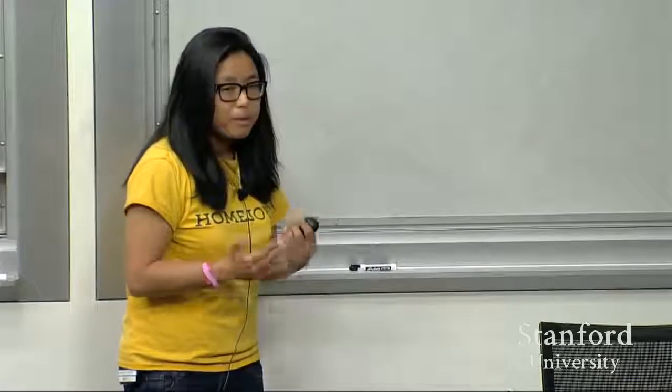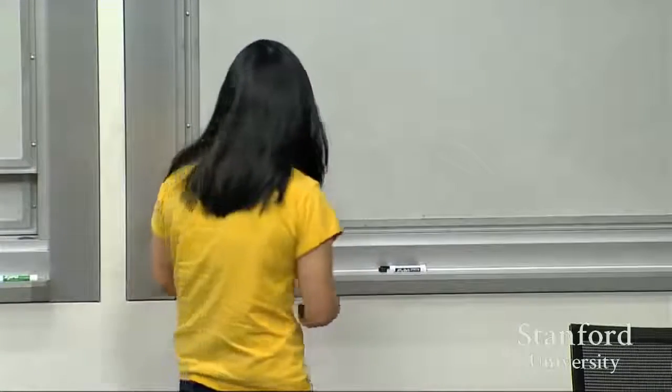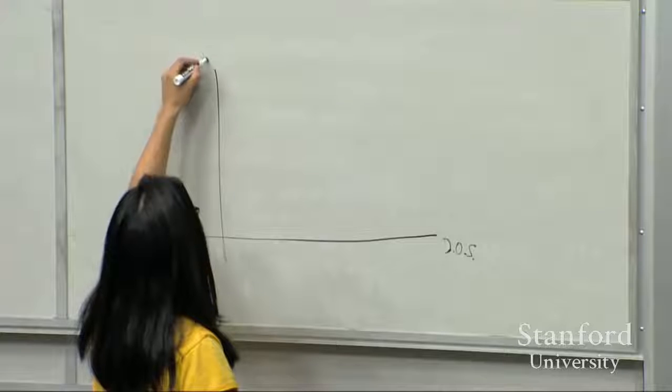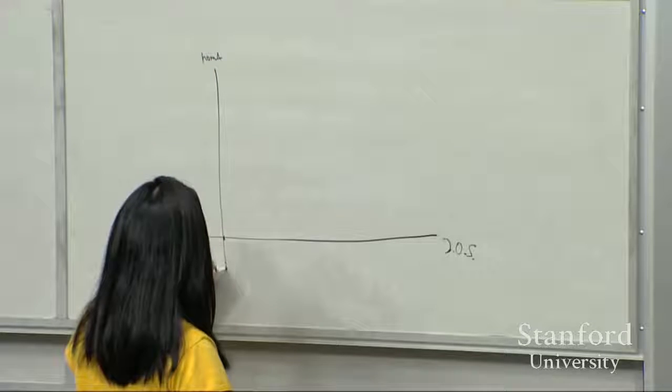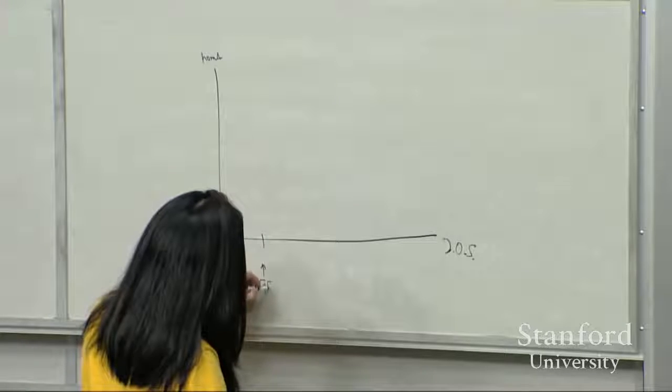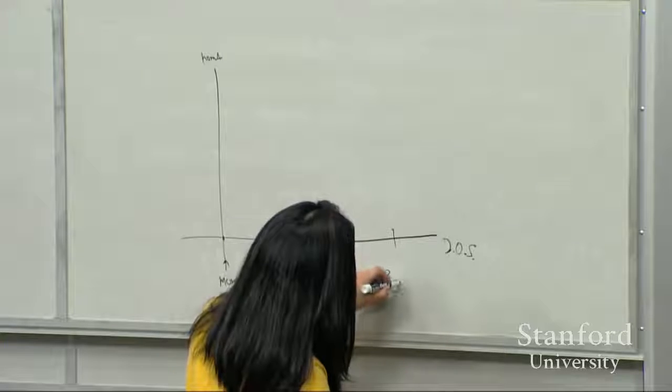The other thing is, I'll get to the qualitative thing later, but the one thing you should be wary of is the honesty curve, which is that some people will just lie to you. So this is degrees of separation from you, and this is level of honesty. Here this is your mom. This is your friends of friends. And here are random people.